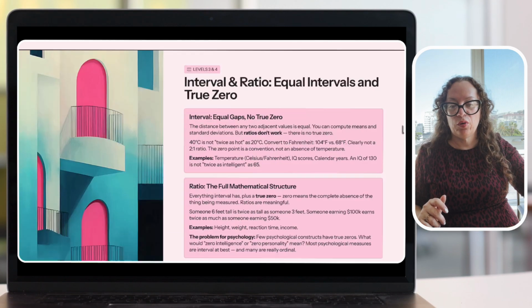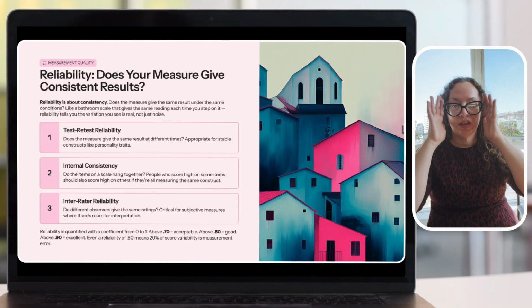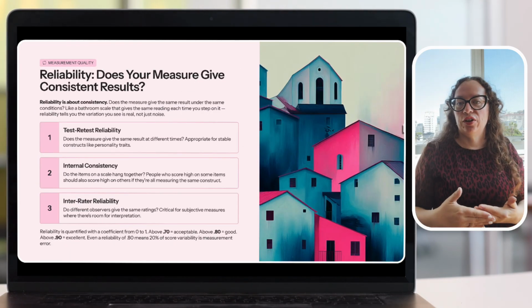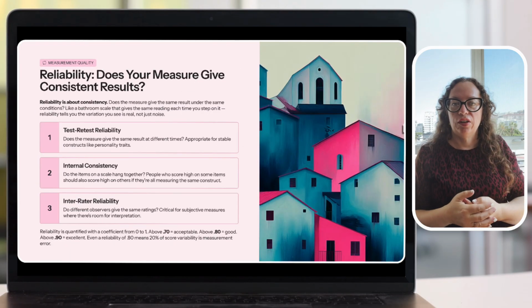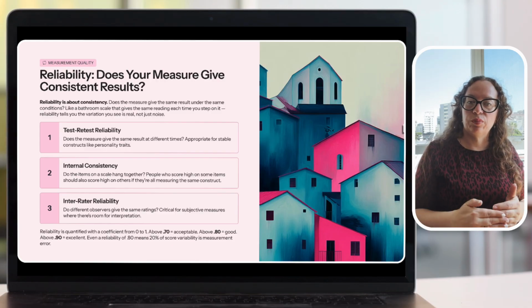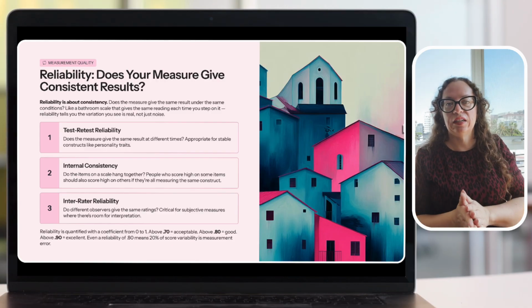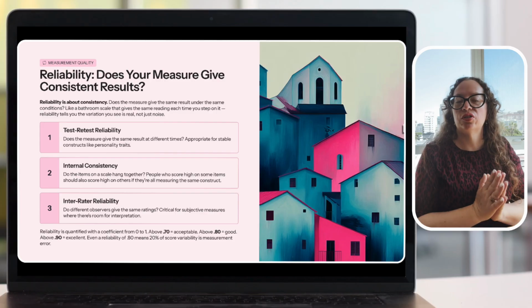All right, now let's talk about what makes measures good. There are 2 main criteria, reliability and validity. They're related but different, and you need to understand both. Reliability is about consistency. Does the measure give the same result under the same conditions?